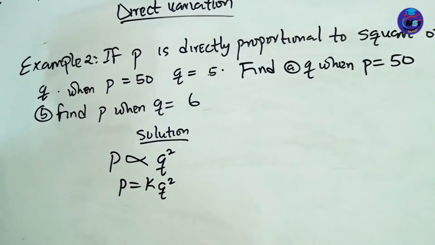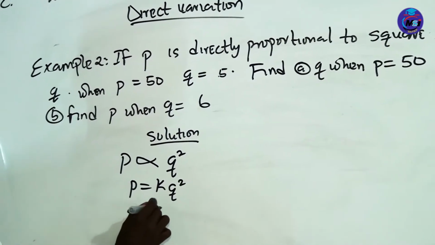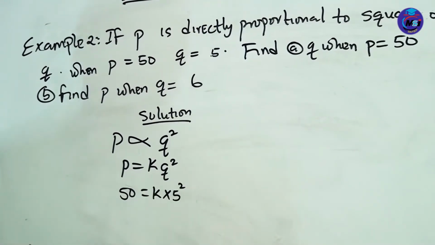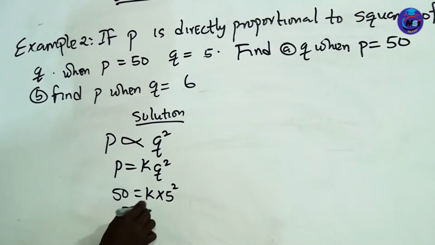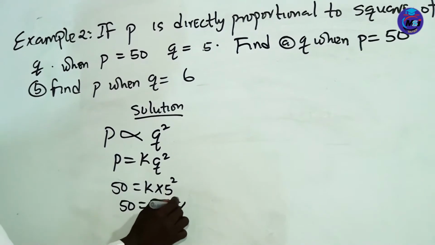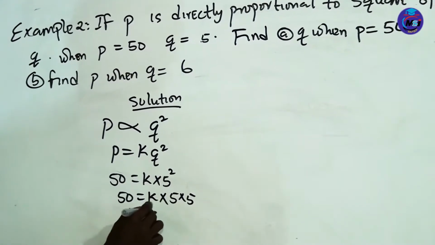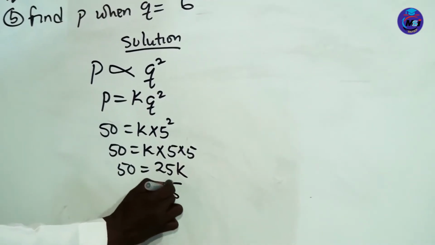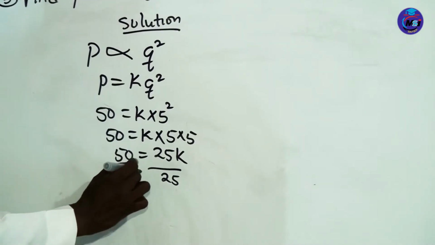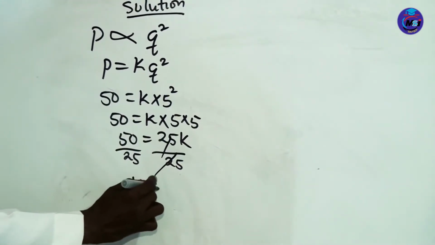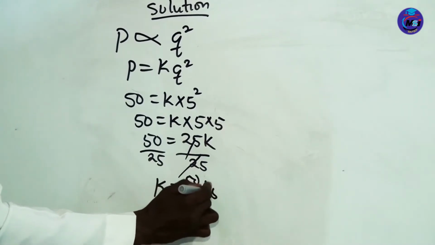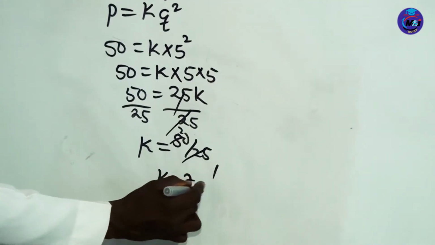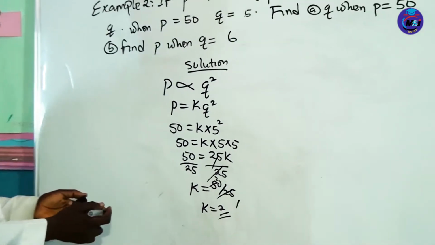Okay, now our P is 50. 50 equals K times 5 square. 5 square means 5 times 5. So 50 will give us 25K. Divide both sides by 25. So this will cancel this. K will give us 50 divided by 25. K will give us 2. Okay, now we have found our K.